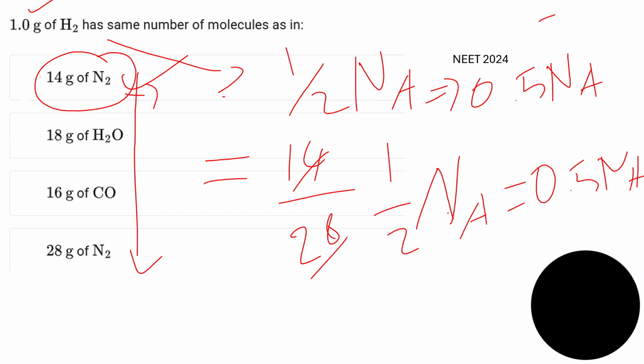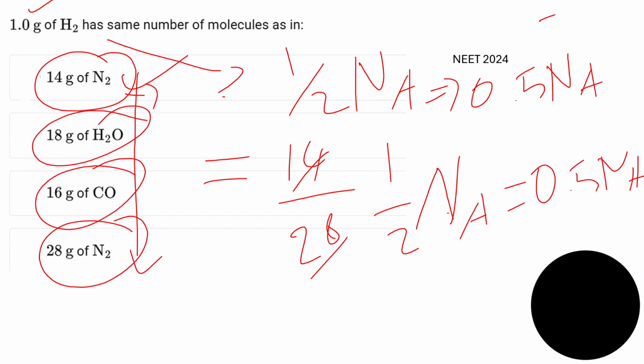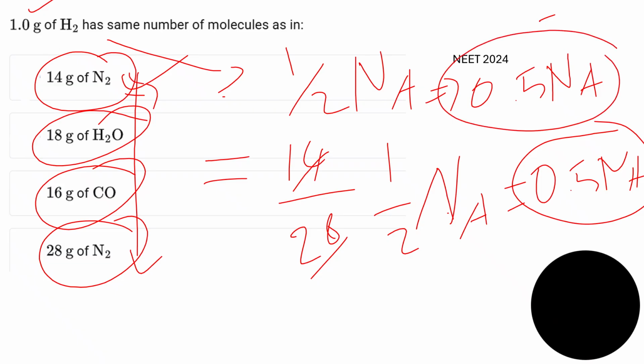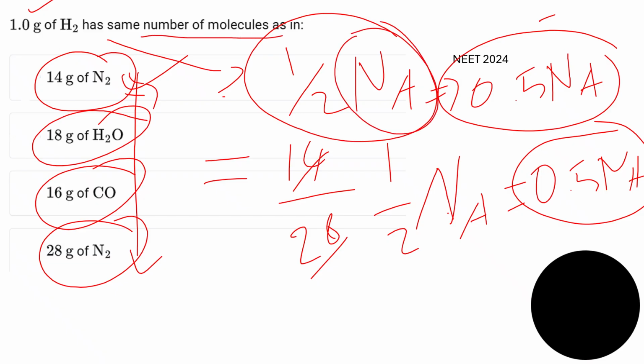We can do it also for water, carbon monoxide, and nitrogen, but the remaining three won't give the same 0.5 Na. You can try it yourself. Option A gives exactly the same value. The formula is number of moles multiplied by Avogadro number. This is the formula to find the number of molecules. I already discussed this in the previous two videos. Kindly watch that.